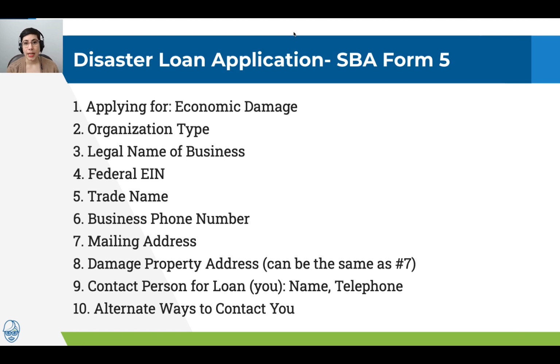You need to have your legal name of your business. You'll need to have your federal EIN, which is your employer identification number. Your trade name, if your legal name of the business is different than your DBA, for example. The business phone number, the mailing address, the damaged property address. That's likely just going to be your mailing address or your physical address. The contact person for the loan. This is normally going to be you or some other owner in the business who's going to manage the process of filing for SBA loans. And alternative ways of contacting you. So emails, cell phones, things like that.